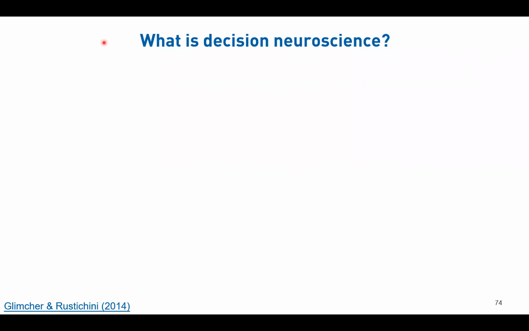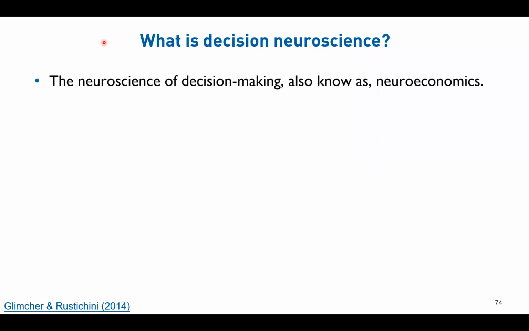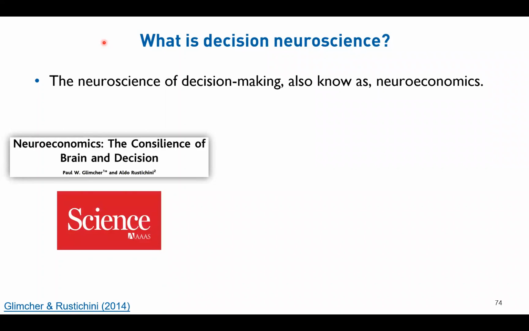So here, this is a phrase, decision neuroscience, two words. One is decision making, the other one is neuroscience. So decision neuroscience is basically the neuroscience of decision making. And sometimes in the literature, it is also interchangeable with another term, neuroeconomics, because economists also study decision making, even though from a slightly different perspective. So neuroeconomics or decision neuroscience.